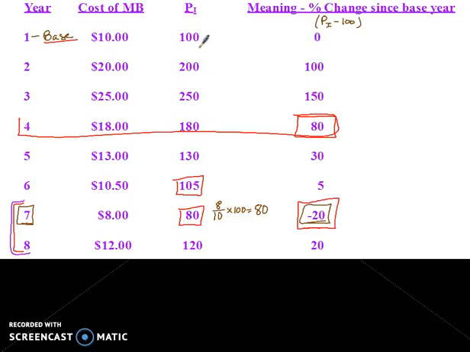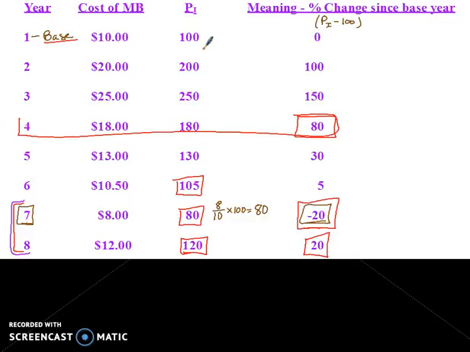Okay? And then take a look at year 8. In year 8, the price index was 120. That means the prices minus 100, prices were 20% higher than they were back here in the base year. But these two things are not inflation, okay? They are price indexes that are measuring changes in prices connected back to the base year. That's a different thing. That's a price index.